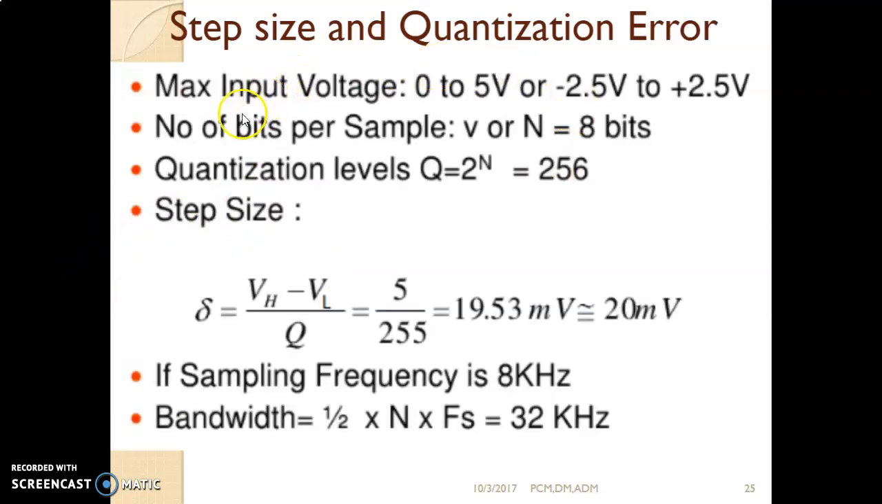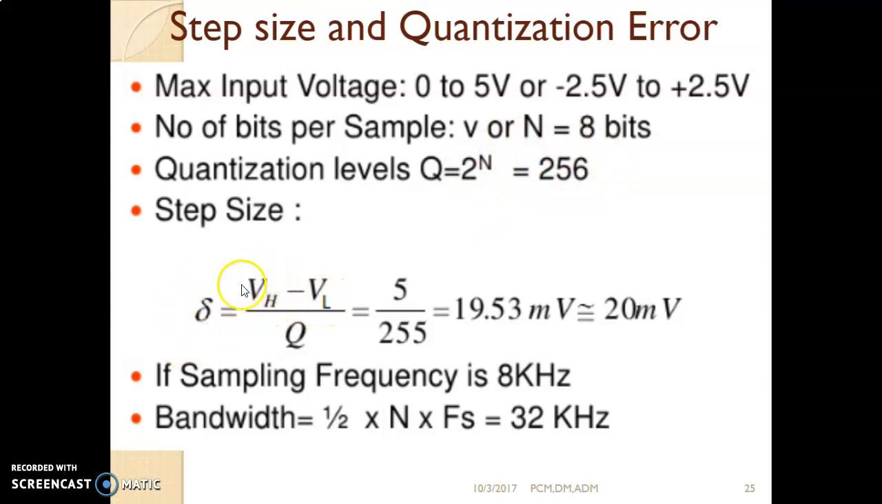Now again, in this particular slide, it is explained with the help of an example. Suppose our maximum input voltage is from 0 to 5 volt, or it will be minus 2.5 to plus 2.5. We are having a peak to peak value of 5 volt, so positive plus 2.5, negative minus 2.5. The number of bits assigned per sample is equal to 8 bits. Therefore, the quantization level will be equal to 2 raised to n, that is 2 raised to 8, which is equal to 256.